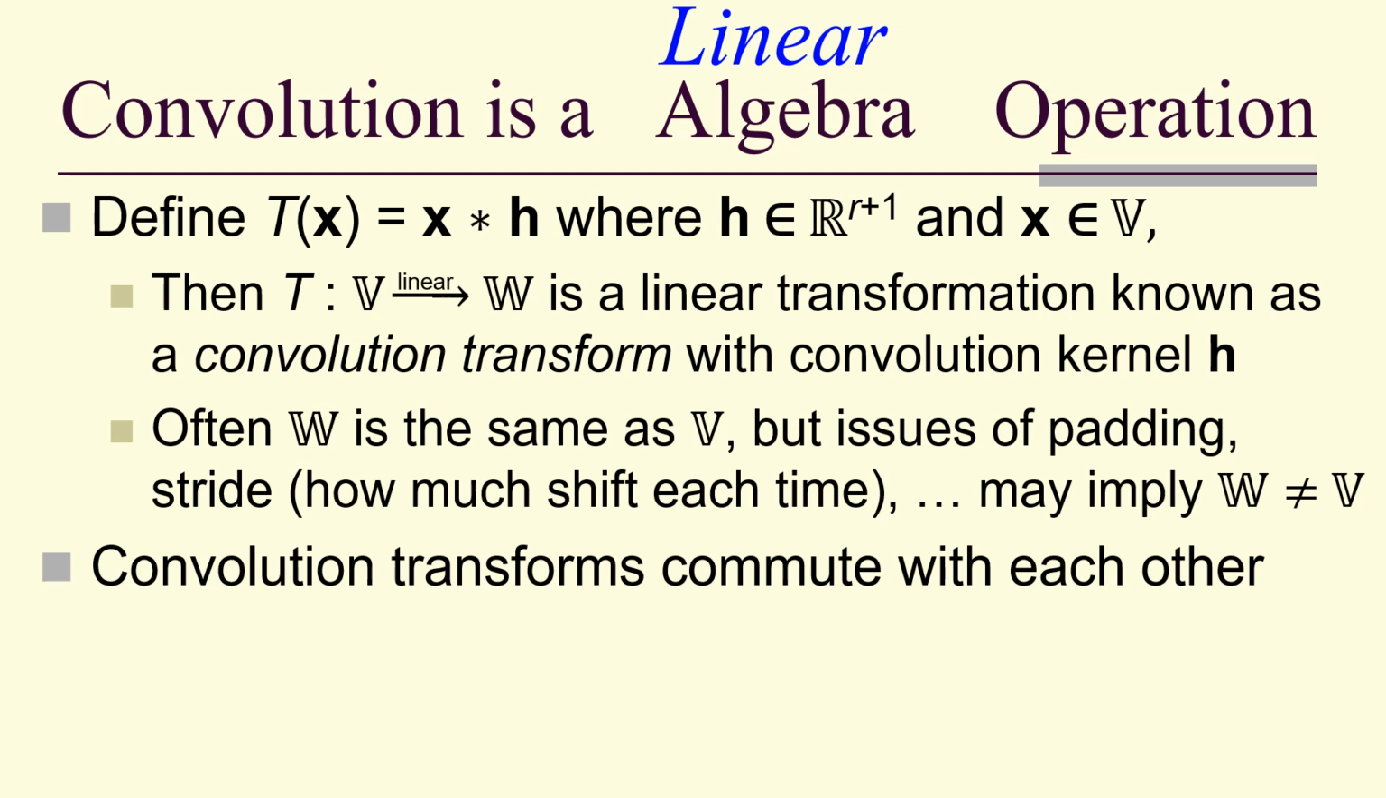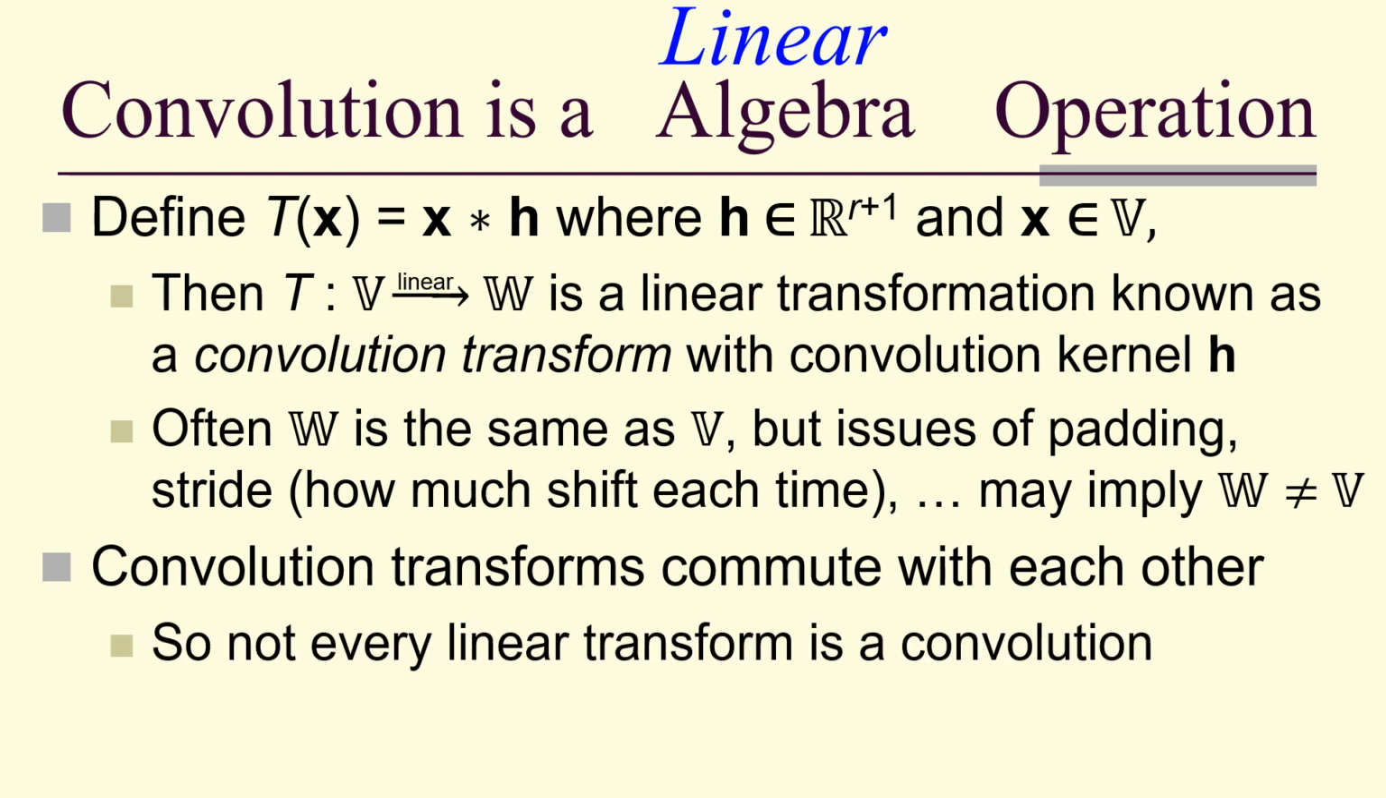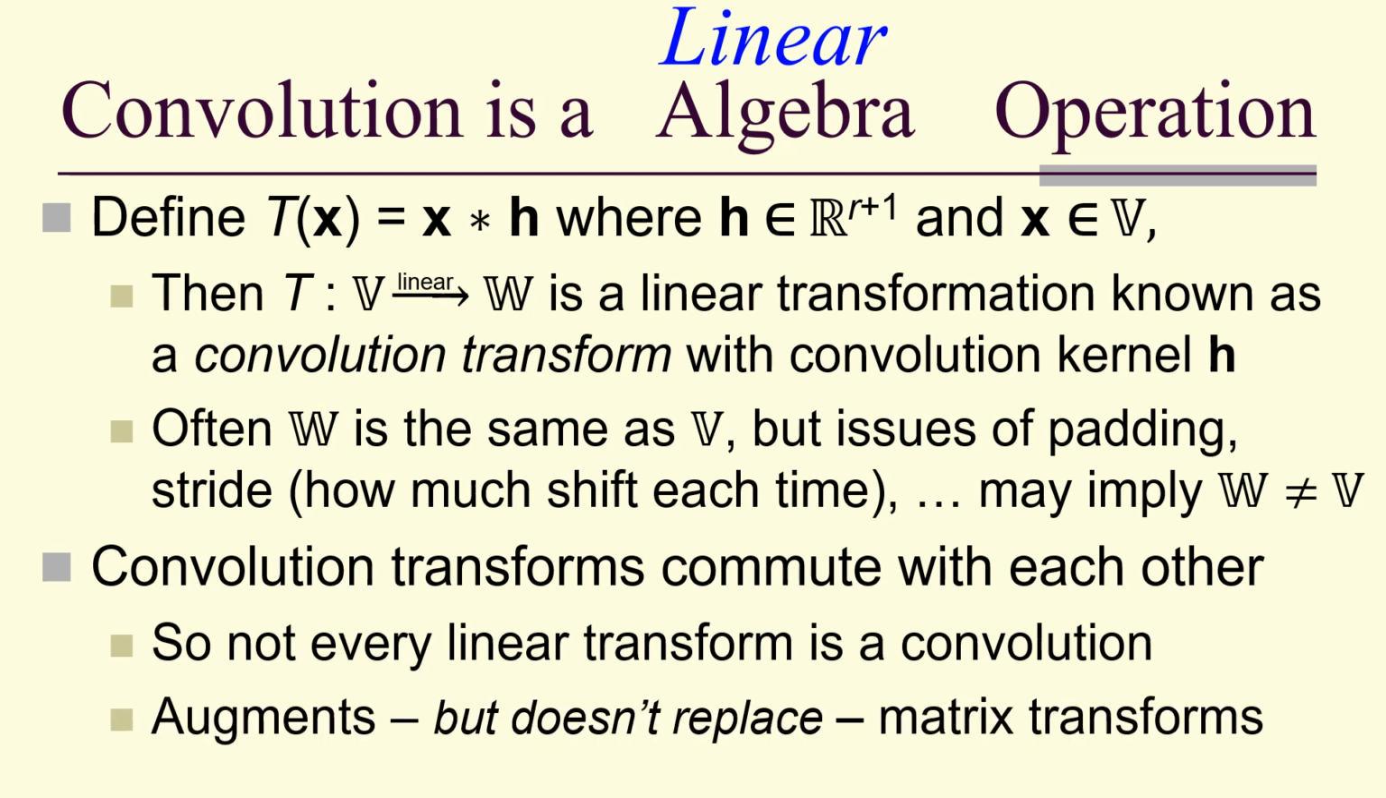Convolution transforms commute with each other when they have the same initial and final spaces. So not every linear transform is a convolution. That is, we're not replacing the concept of matrix transforms where you do not have commutativity, but we're augmenting them.